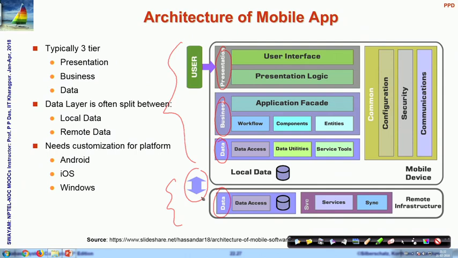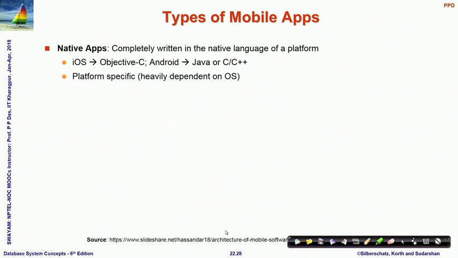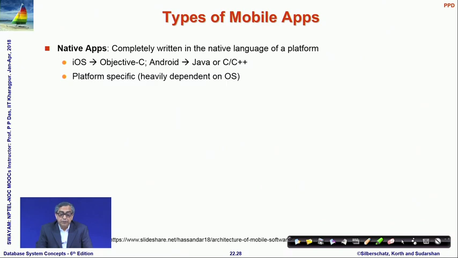So, the data layer is split in this case, which is very different from how you do web based applications, and specifically it might need customizations based on the kind of platform you are using, whether Android, iOS or Windows, and these are all custom solutions. You could also note that there are different types of mobile apps. One large class is known as native application, which is completely written in the native language of the platform. If you are doing an iOS mobile app, then you will write it in Objective C. If you are doing an Android one, you will write it in C or C++ or Java.